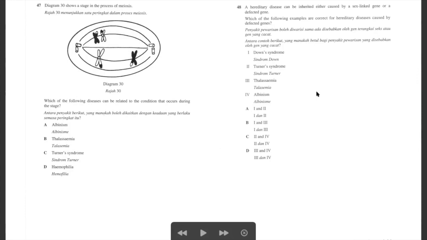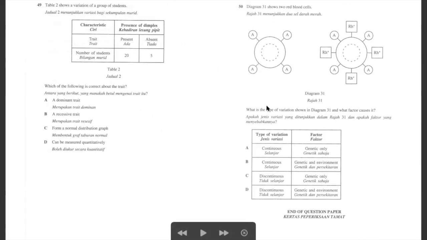Okay. 48. Jawapan dia adalah D. Okay, nombor 3 dan nombor 4. Okay, ini awak kena tahulah. Okay, 49. Okay, 49, the answer is A, dominant trait.